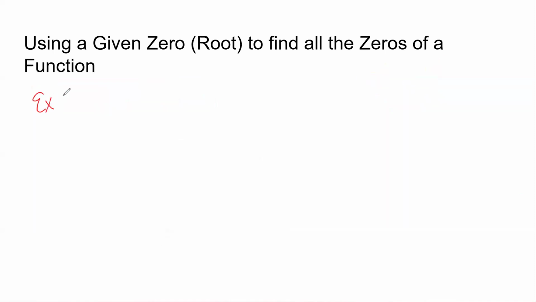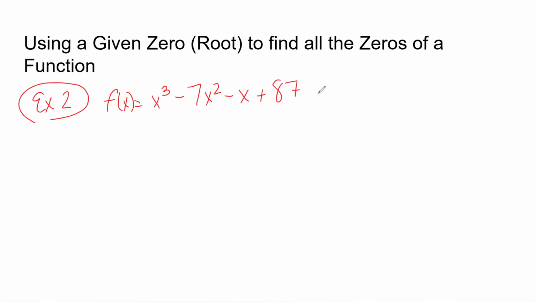Here's example 2. It will also be a cubic. I've got a function, x cubed minus 7x squared minus x plus 87. And we are told that we have a 0 of 5 plus 2i. So that means immediately we get another 0 of its conjugate, so we get 5 minus 2i. Basically, buy one, get one free, if you will.